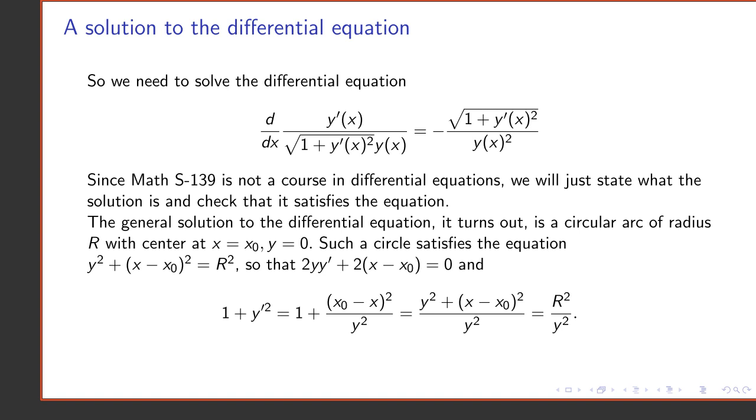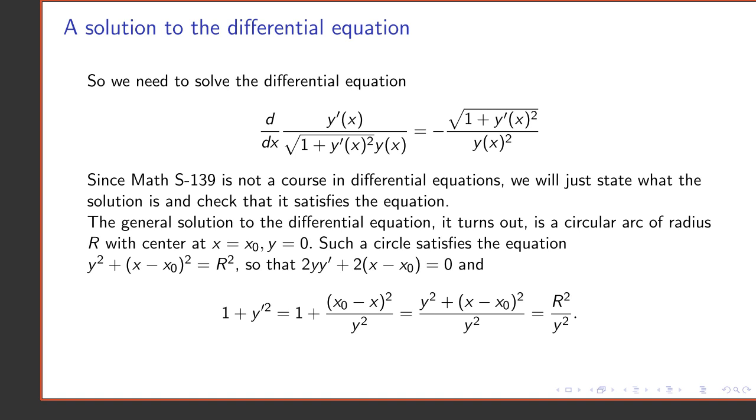Okay, what's the solution? It's a circular arc. I'll call its radius capital R, and the center is somewhere on the shoreline, y equals 0, and x has some arbitrary value, x naught. So y squared plus x minus x naught squared equals r squared. And if I differentiate this with respect to x, I get 2y prime from the first term. And differentiating the second term with respect to x, I get 2 times x minus x naught. So that has to be true for this circle.